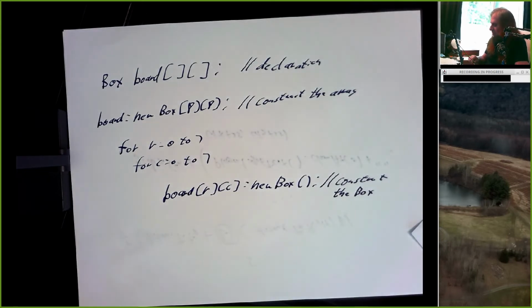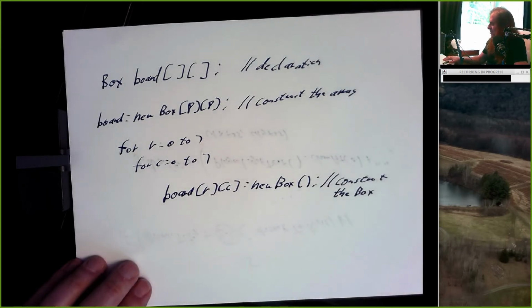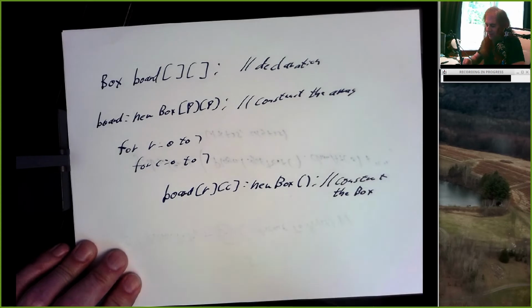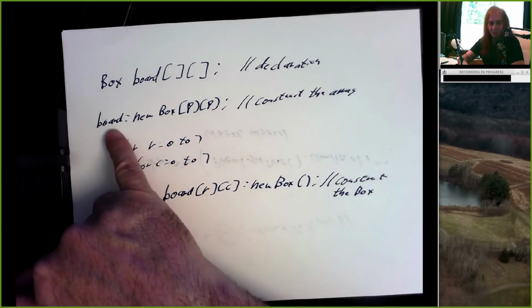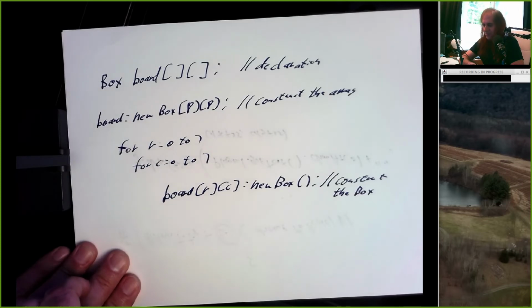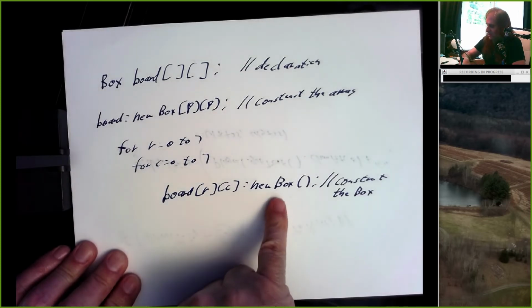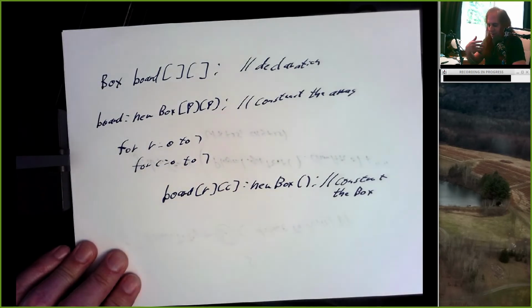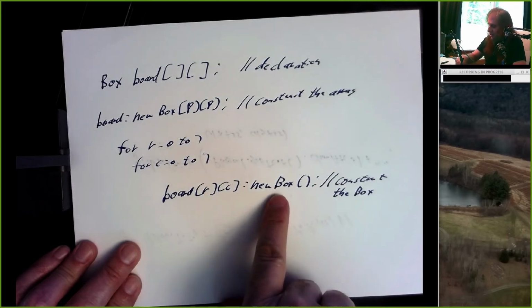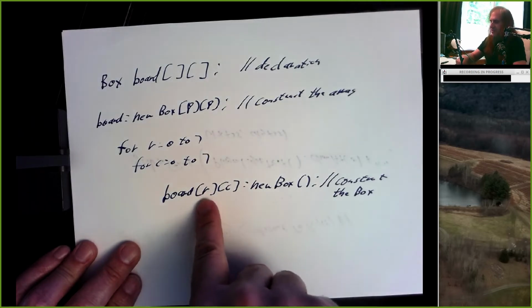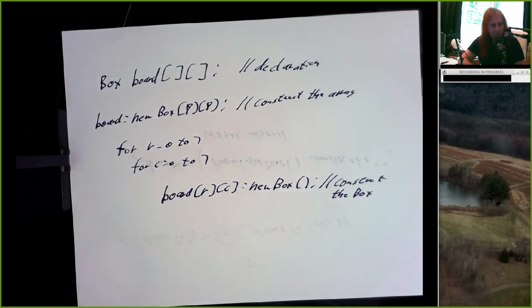So arrays of objects, remember we have to do this sort of double construction. We need to use the new keyword once to create the array itself. But that's just an array of references to boxes. The boxes don't exist until we actually construct each of those. So somewhere, maybe when we're initializing our elements in the board, we're going to actually need to call new Box and assign each element of our board to that new Box to avoid null pointer exceptions.